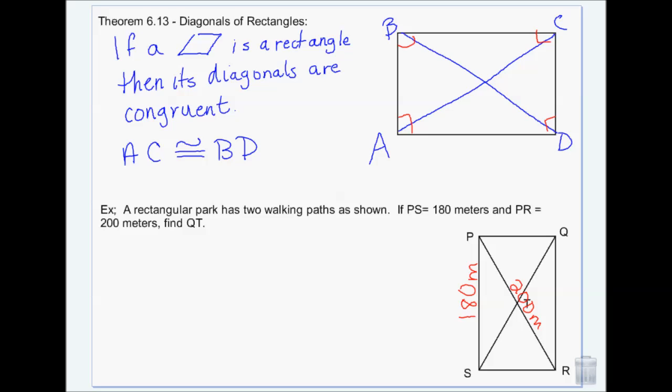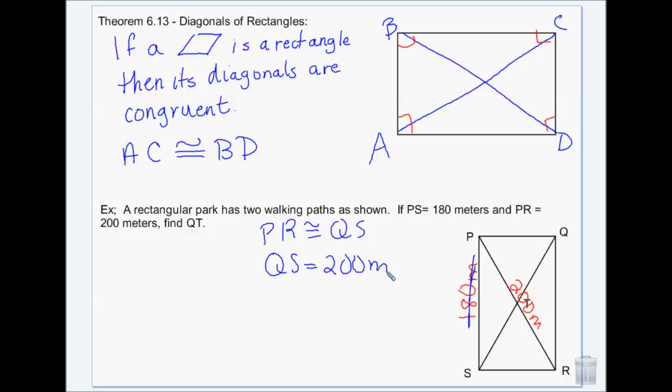If I'm looking for QT, is that M for meters? Yeah. If I'm looking for QT, I don't really care what PS's length is, right? It doesn't have anything to do with each other. So this is extraneous information. But PR and QS, they're congruent. So if PR is 200 meters, then QS is 200 meters.